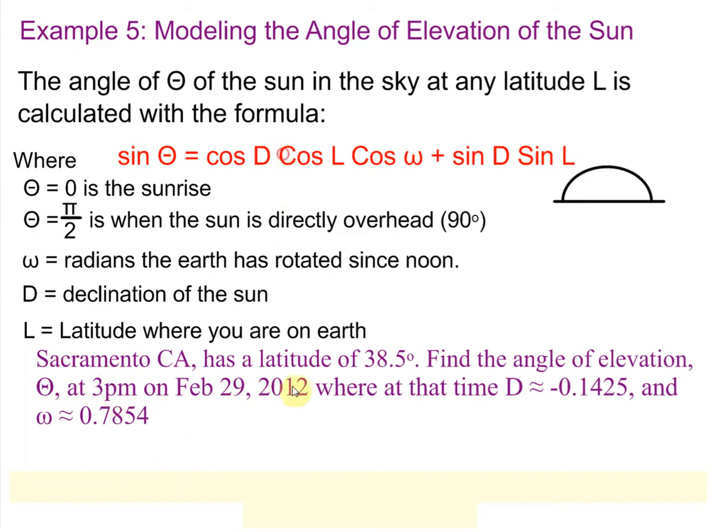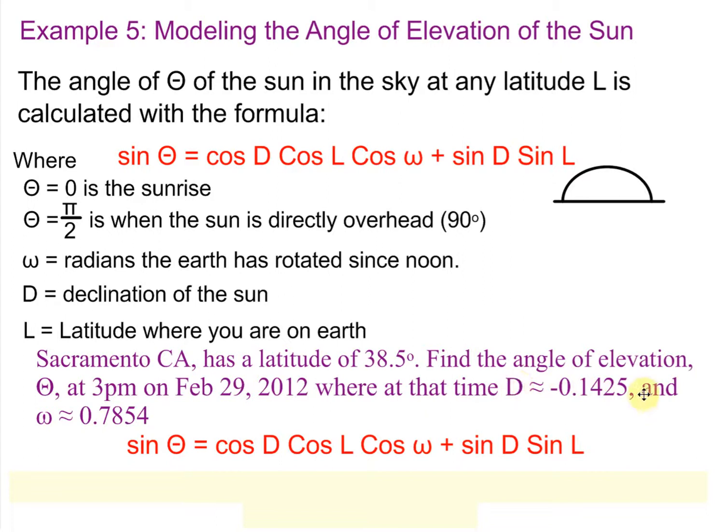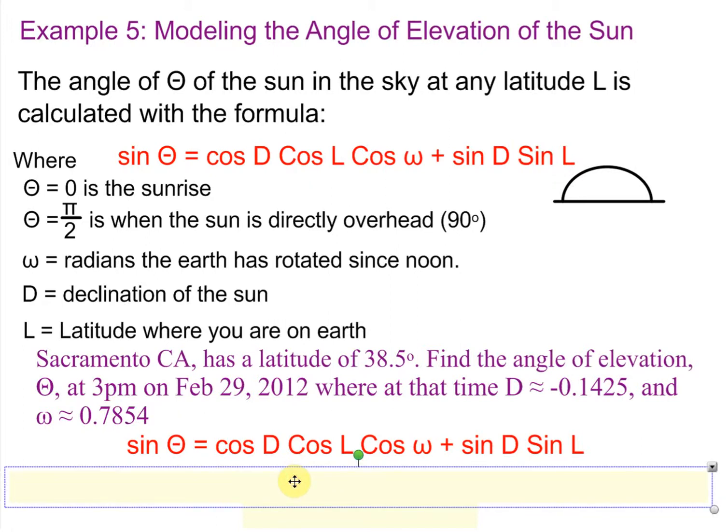So we'll go ahead and use our formula. We've got to plug all these things in. We know D, we know this funny looking W thing, we know L is 38.5, although this is in degrees, and we'll need to convert that into radians because everything else is in radians, and this formula is going to need us to use radians. So we'll take a minute and plug everything in, and we'll get something that looks like this.